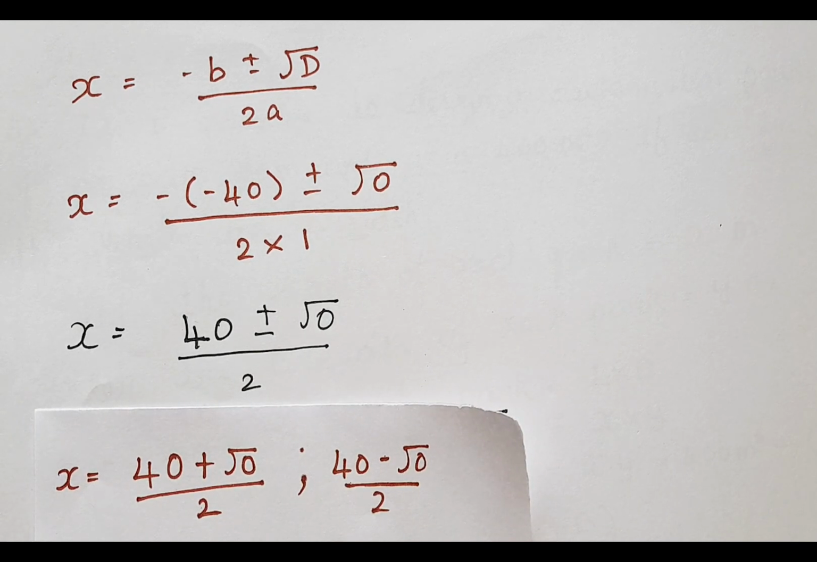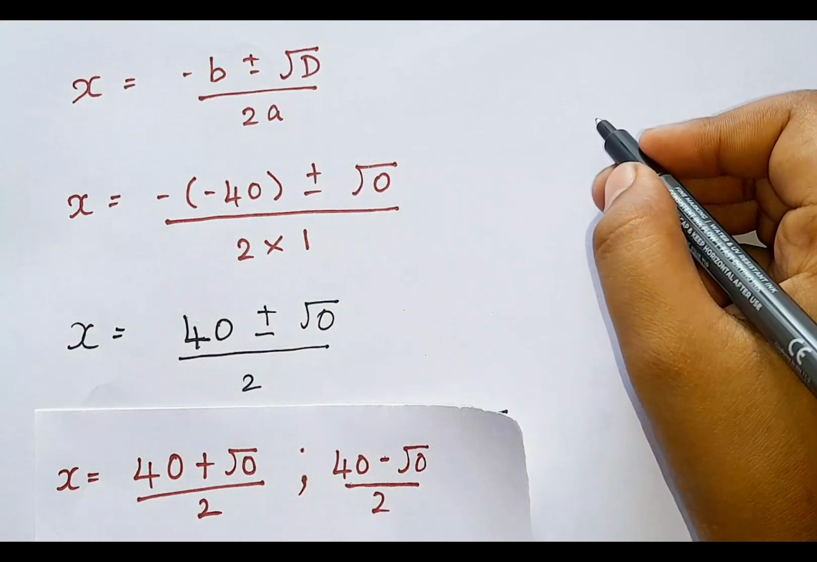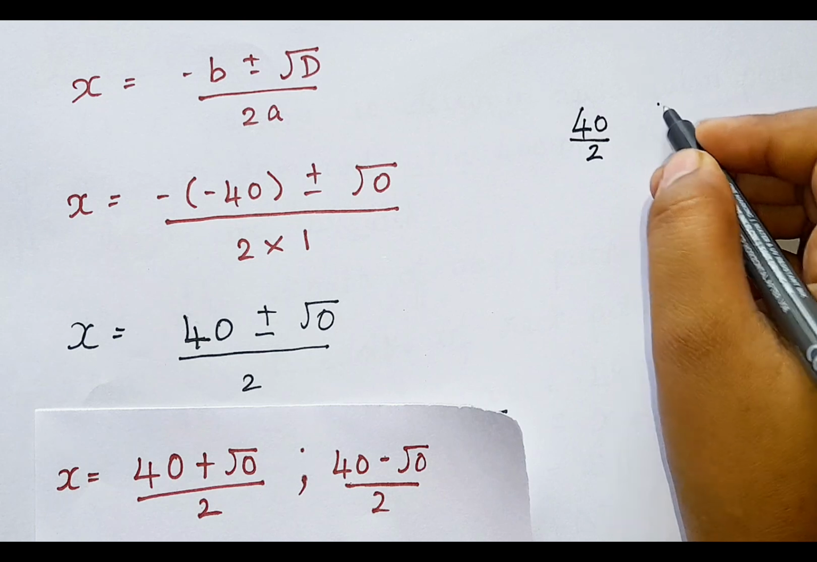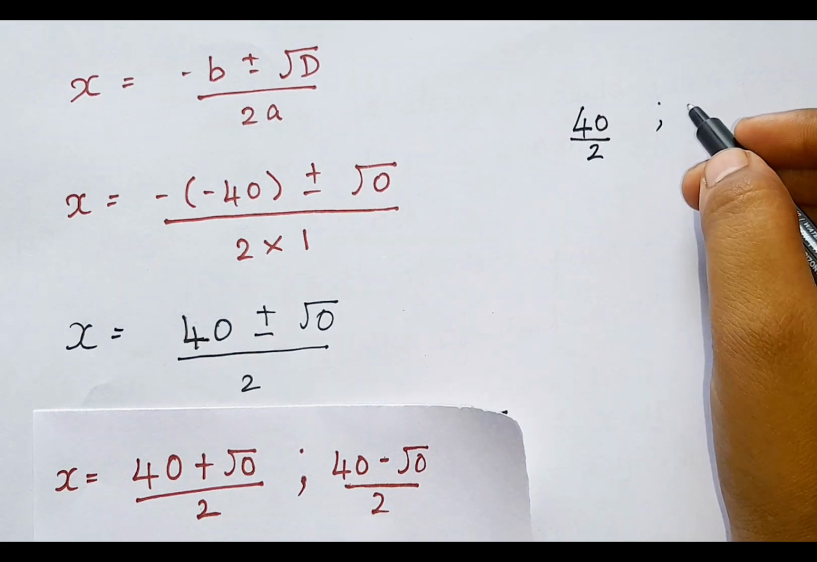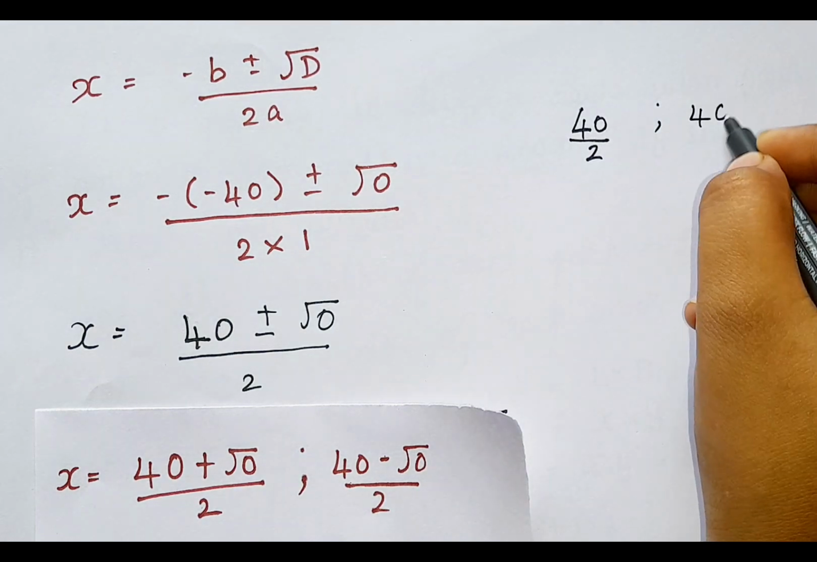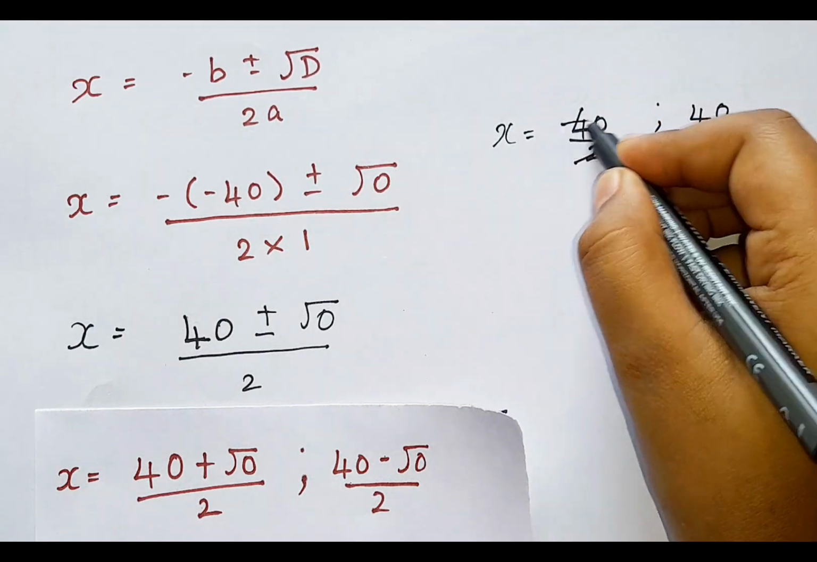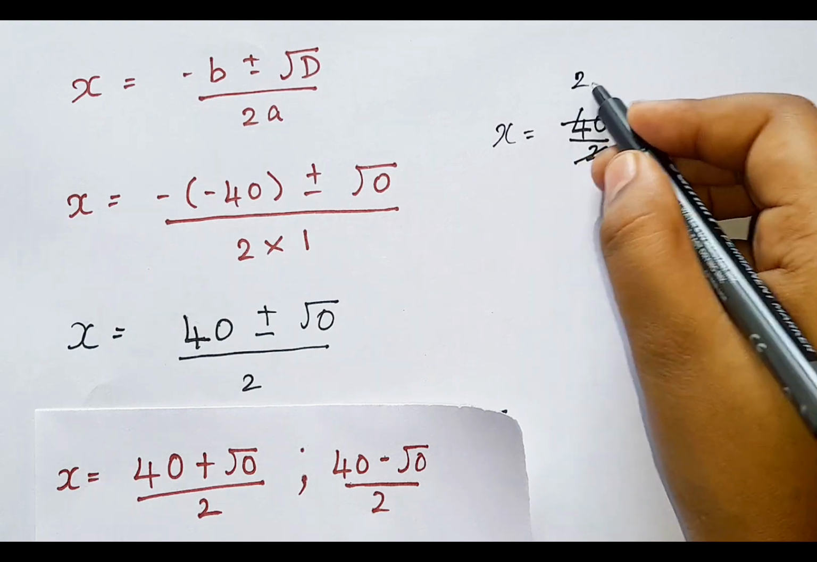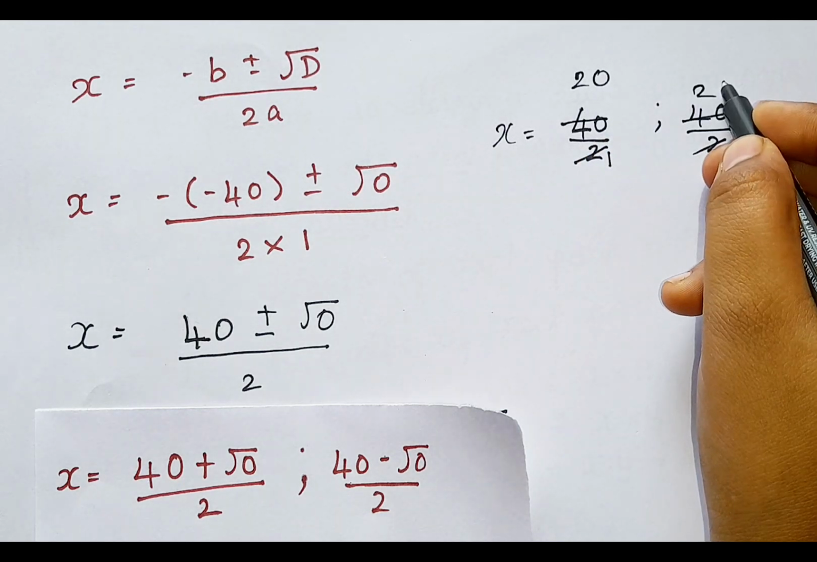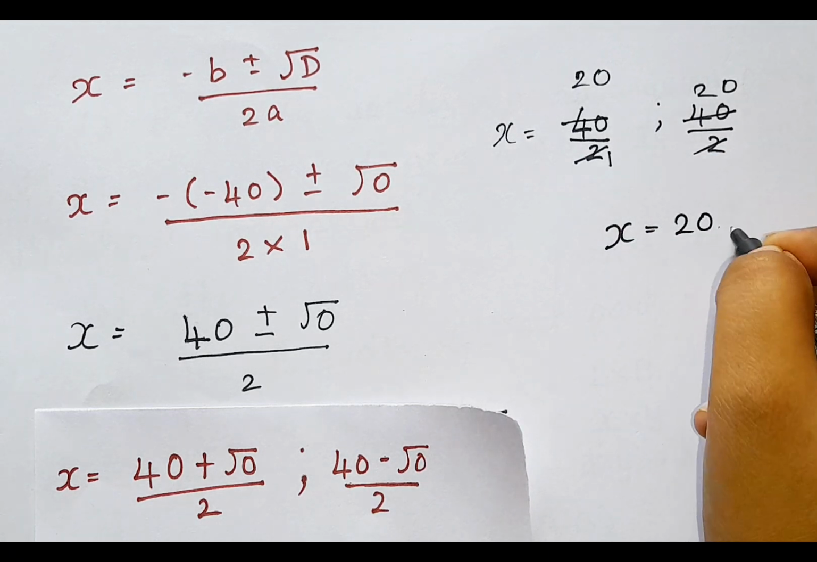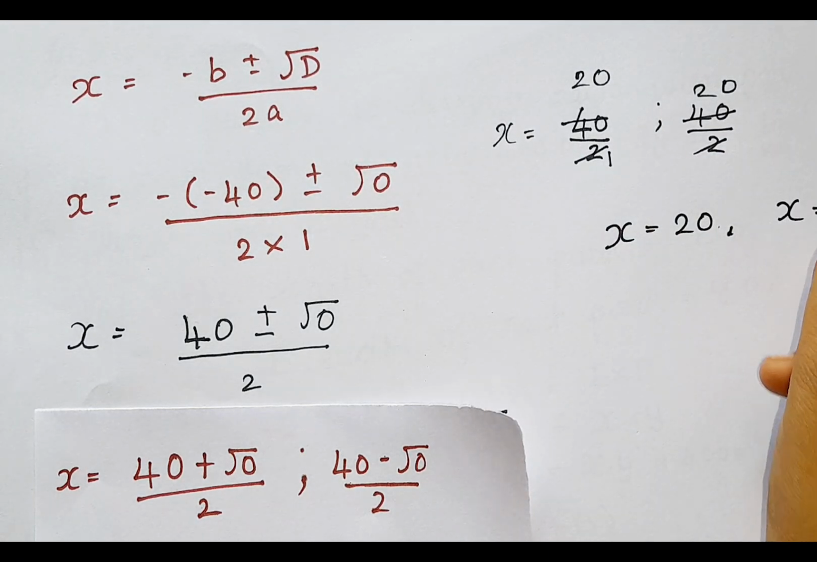So since there is no need to consider 0, I'll write 40 divided by 2. Here also there's no need to consider 0, so 40 divided by 2. Cancel: 2 2s are 4, 0. So in both cases we got the x value as 20, and here also we got the x value as 20, isn't it?